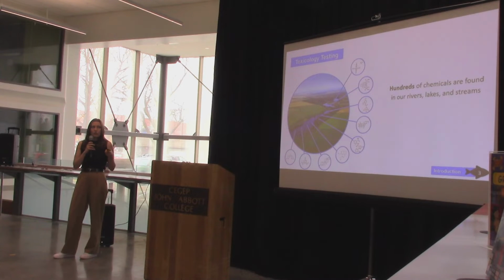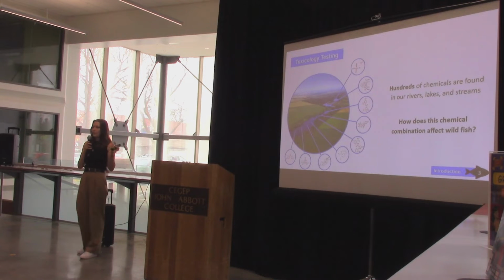So, with all of these chemicals interacting together, the main question is, well, how does this combination affect the overall toxicity? And in this case, how does it affect wild fish? So that is what my research looks at. I'm trying to see, does the setting of individual thresholds for each chemical still protect fish? Or when you have this combination acting together, does it no longer protect fish? Is it actually too high?